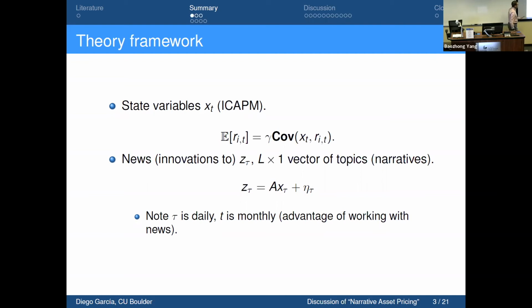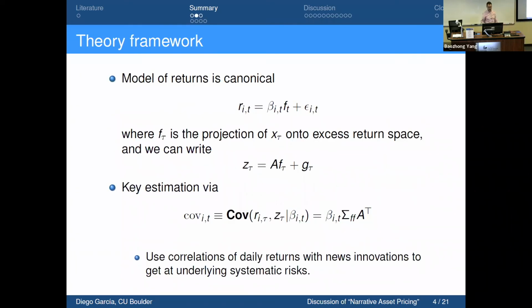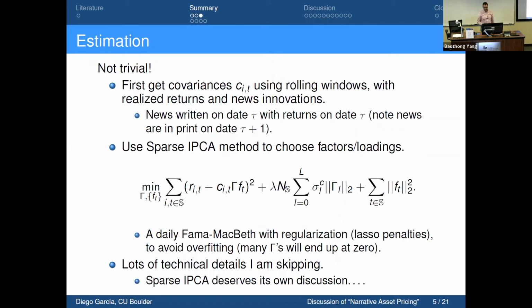I want to highlight that at the end of the day, what we care about is doing a standard asset pricing test. We're going to be running everything at the monthly level, but we have news that come in every day, and we're going to try to take advantage of that in this paper. And that's actually an important property of this paper. And the returns, canonically, are going to be driven by some factors. The key of the paper is to try to use this innovation to news, what is printed in the Wall Street Journal, to understand this risk premia, how they covary with these excess returns. I'm going to think about these correlations, daily returns with news innovations, as the way to get at systematic risk.